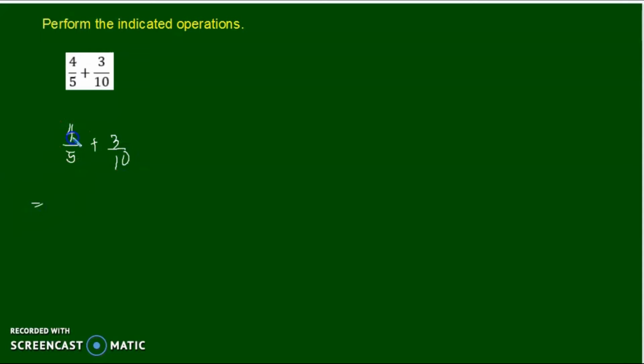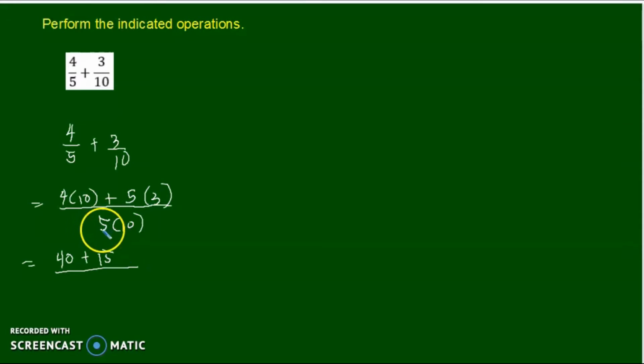So, 4 times 10, then plus 5 times 3, then all over, get the product of the denominators also. So 5 times 10. Okay, and then simplify. So 4 times 10 is 40, plus 5 times 3 is 15, then all over, 5 times 10 is 50. And then add the numerator. So 40 plus 15 is 55 over 50.